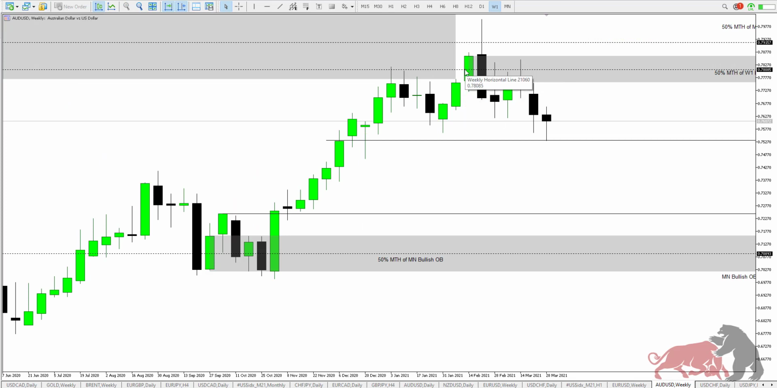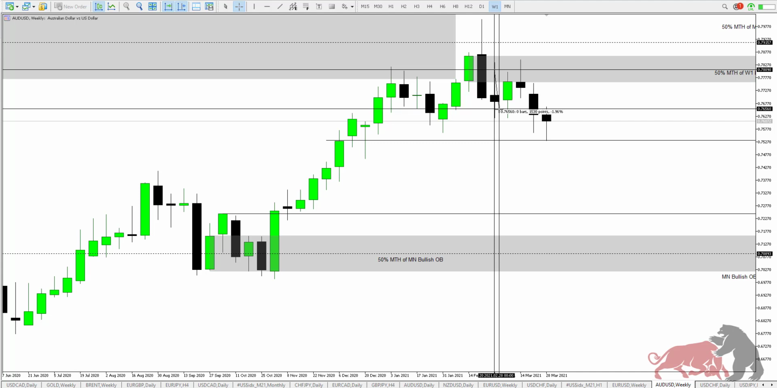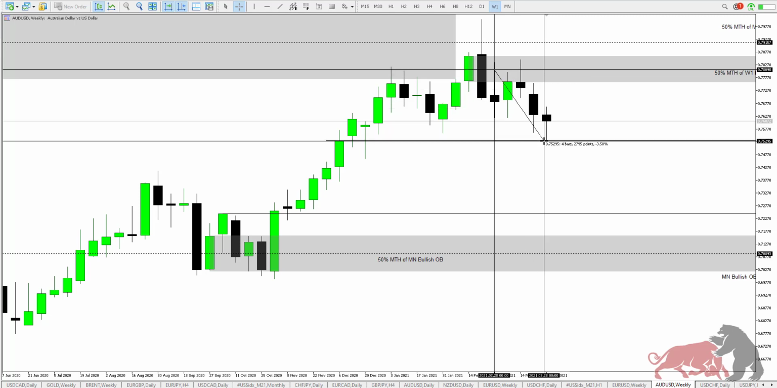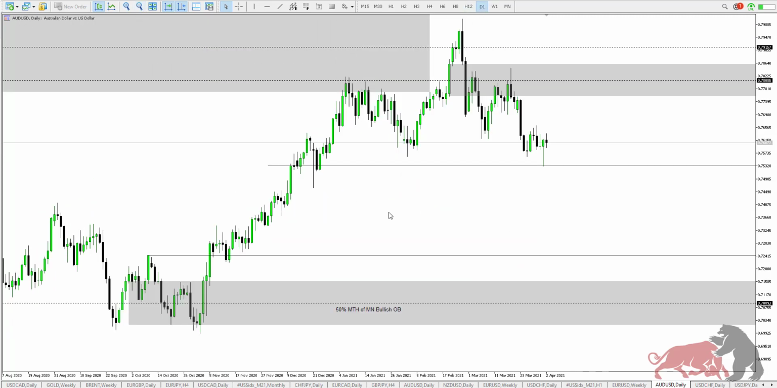That's our weekly bearish order block. Price came back here, found resistance right at the 50%, and it dropped 187 pips. Same applies, it came back in here and dropped 279 pips. That is where your opportunities lie. You see, this is in that range. That is where you would have been shorting the market. Now we're going to the daily time frame.